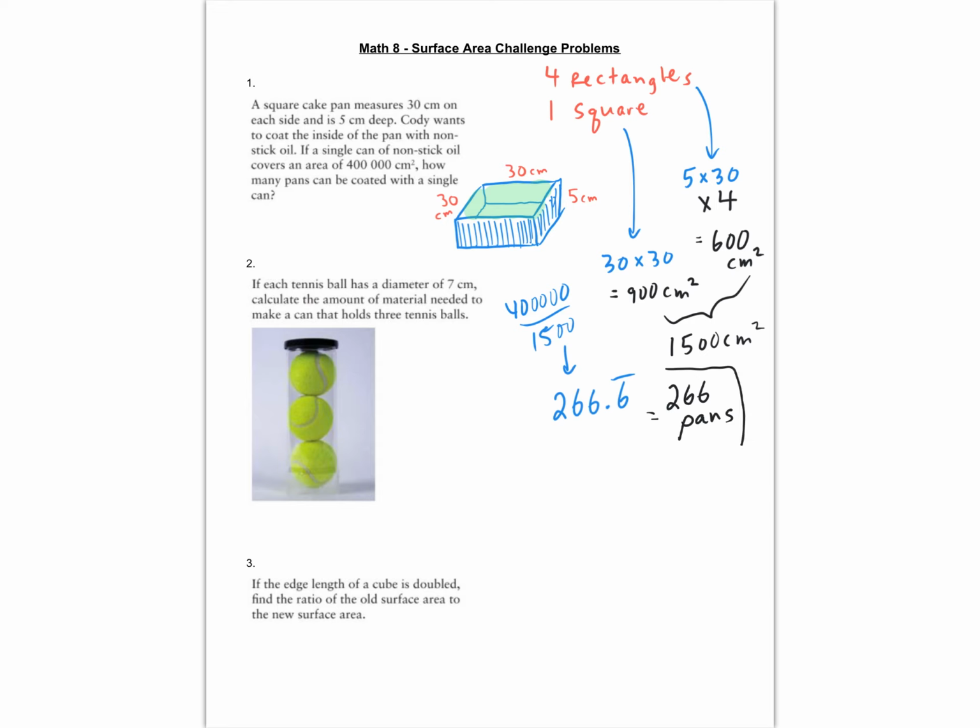Okay, let's take a look at this one with the tennis balls here. All right, each tennis ball has a diameter of 7 centimeters. Calculate the amount of material needed to make a can that holds 3 tennis balls. So the diameter is 7 centimeters, okay? So these distances from one side of the ball to the other are all 7 centimeters.